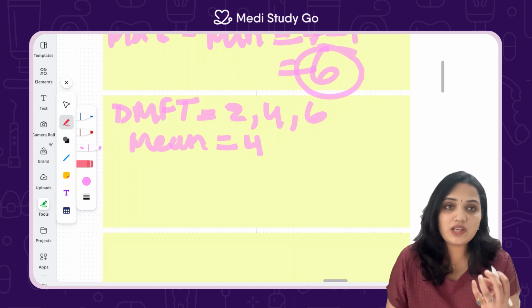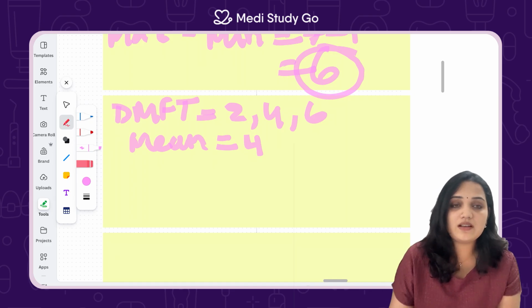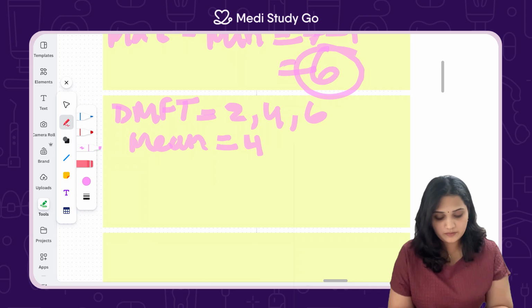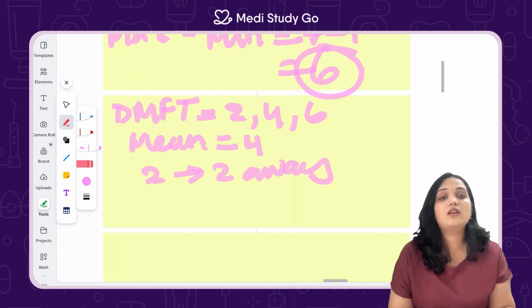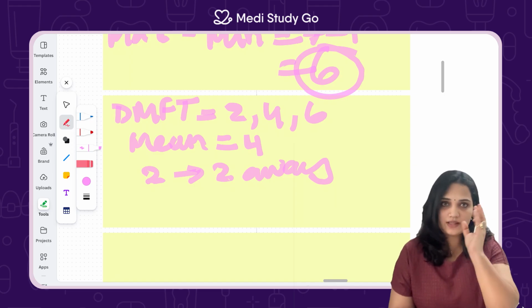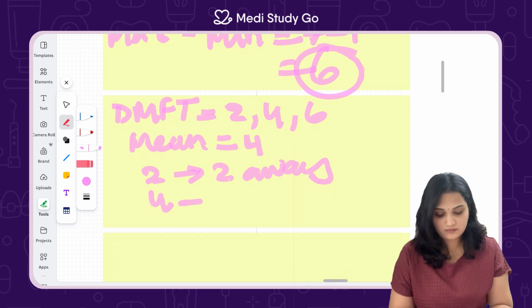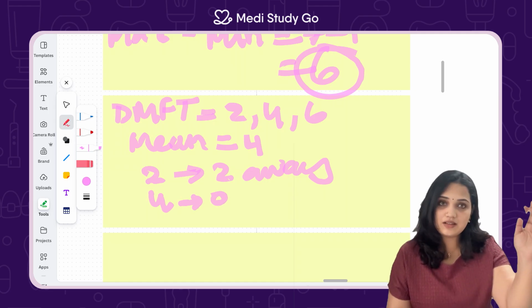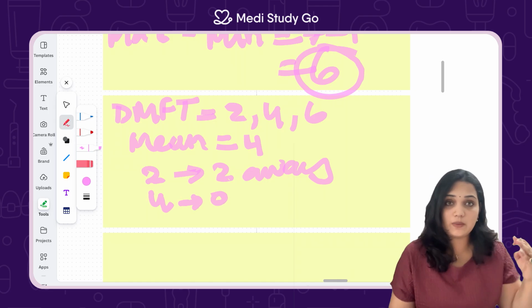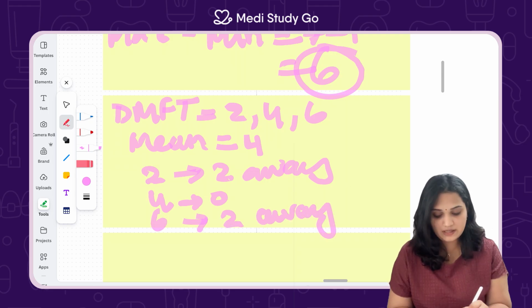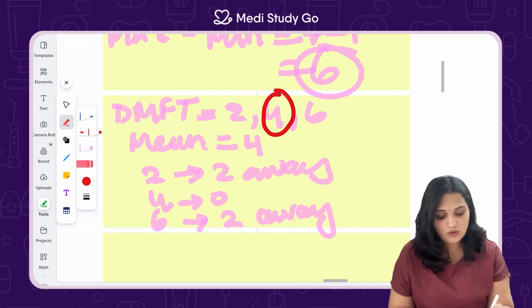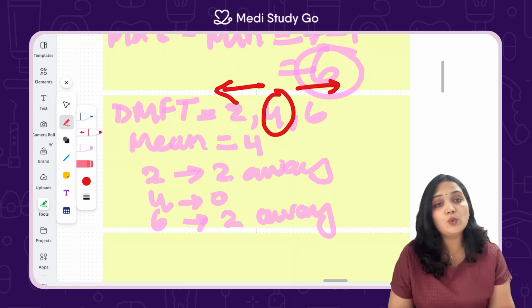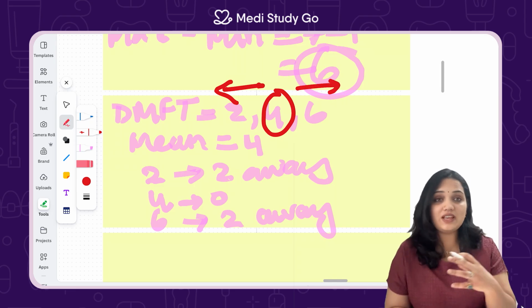Right? Your deviation, what we're talking about, means that from 4, 2 is 2 away. And 4 is 0 away. It's on the 0 spot. And 6, the third one, is 2 away. So basically we're saying that for our mean that is 4, the other data set value, which is 2, is 2 away, and 6 is also 2 away. That is the deviation. Okay.